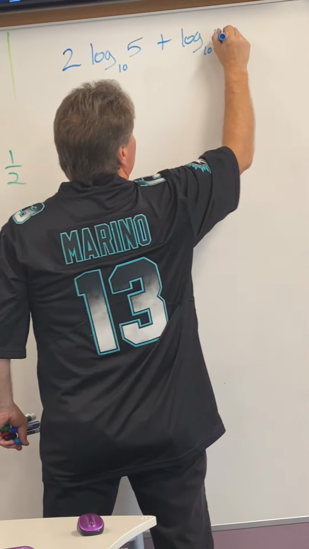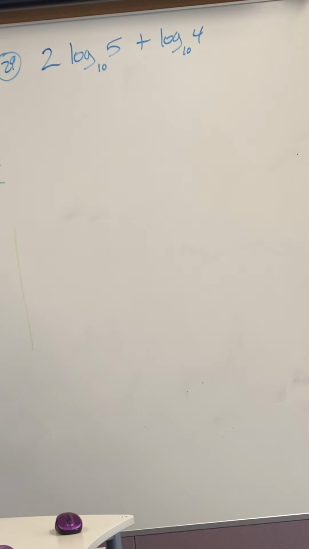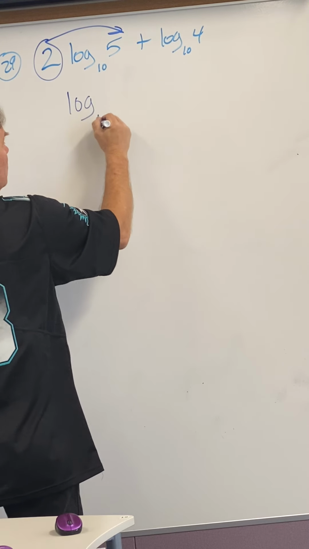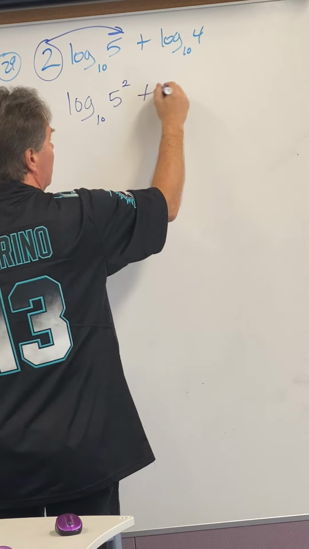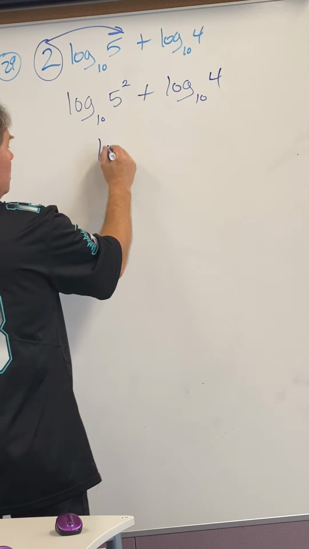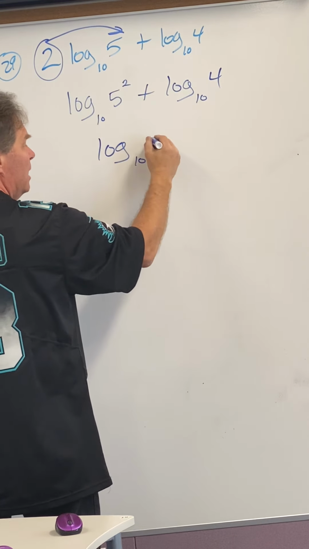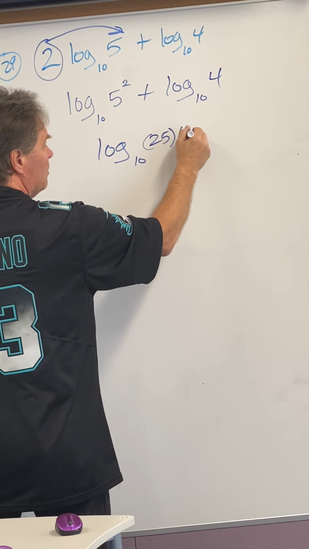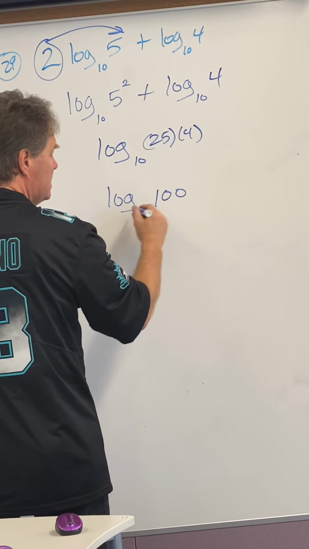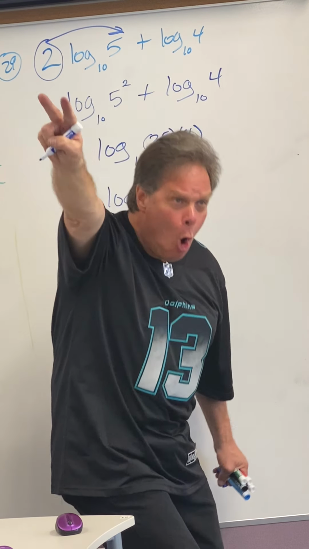And this happens to be number 29. So the first thing I would do here is pump this 2 up as an exponent. So you get log base 10 of 5 squared, or 25, plus log base 10 of 4, right? Since this is addition, you multiply. 5 squared is 25, so it's 25 times 4. Well, that's going to be log base 10 of 100. 10 to what power gives you 100? 2, baby! 2!